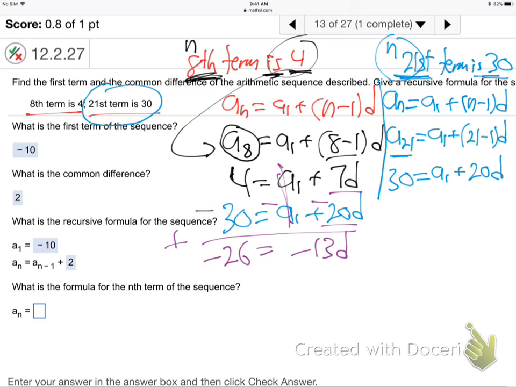We don't want two letters. It's too hard to solve with two. Get down to 1. Now we can solve for D. Divide by -13. D is 2.